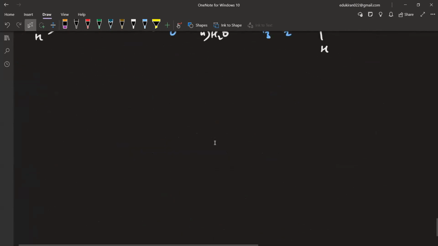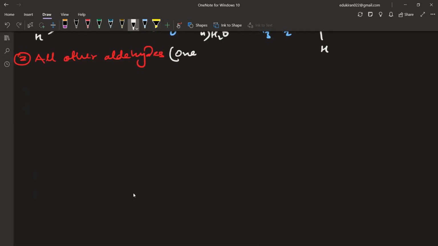Done, sir. Okay. Right, next, the second one: all other aldehydes. That means how many R groups will you have? You will have one R group. So you have something like this. Let me write RMgX like this, plus you have a carbon with one R group here, and the other is hydrogen and double bond O.